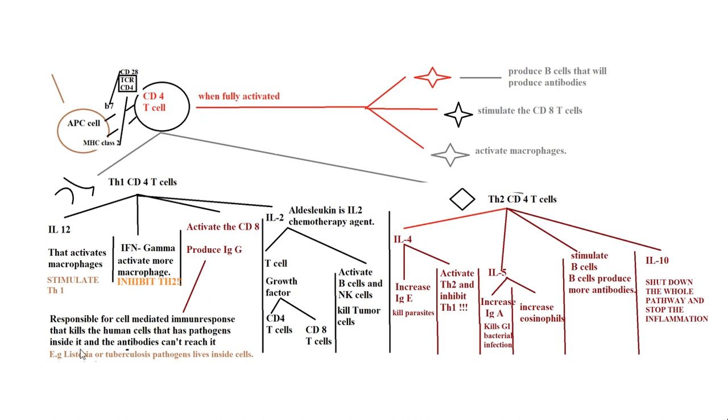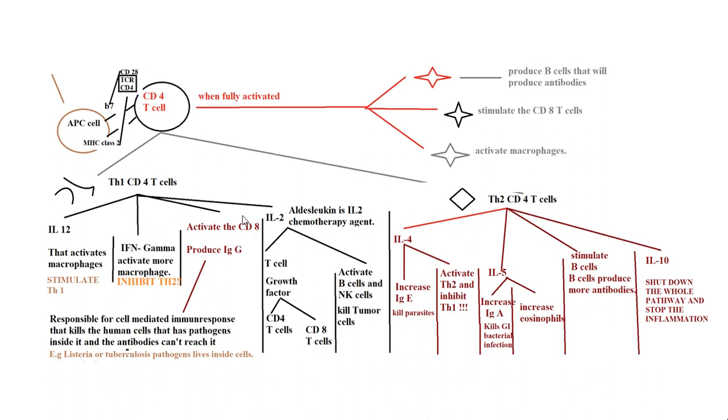Meaning, sometimes you have diseases like tuberculosis, for example, or listeria. Those pathogens live inside our cells. Tuberculosis lives inside our macrophages, for example. So at that point, we need to kill those macrophages so we can get rid of the tuberculosis. And the only way for us to do that is activating the CD8 T cells, because they are able to initiate a cell-mediated immune response, which means they can destroy the human cells themselves.